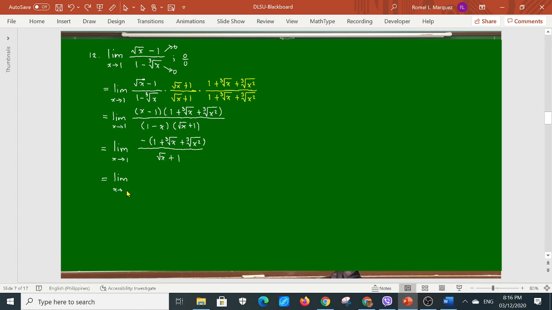We can now evaluate the limit. What is now the limit? Negative, 1 plus 1 plus 1 all over 1 plus 1. What is the limit now, children? Negative 3/2. Okay, children? That's how to evaluate that.